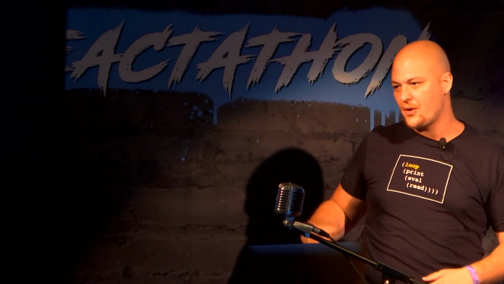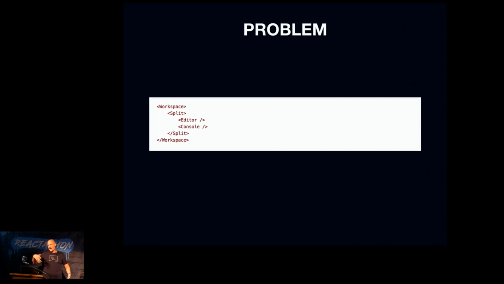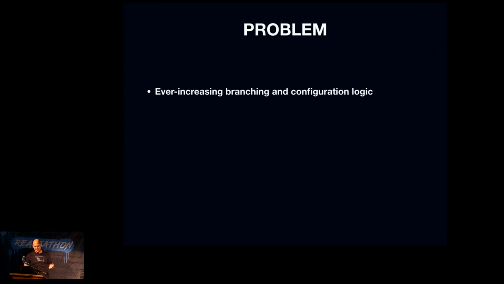So okay, let's build all these components. Like a console component, editor component, a split, a header, a workspace, whatever it is, and then we can put them in the different configurations that we'd want. Initially, it worked out well, but as things got a little bit more complicated, it became a problem. We noticed ever-increasing branching and configuration logic. If I'm in a web project, it's going to be very different than a Python project. If I'm in a REPL, it's very different than a GUI application.